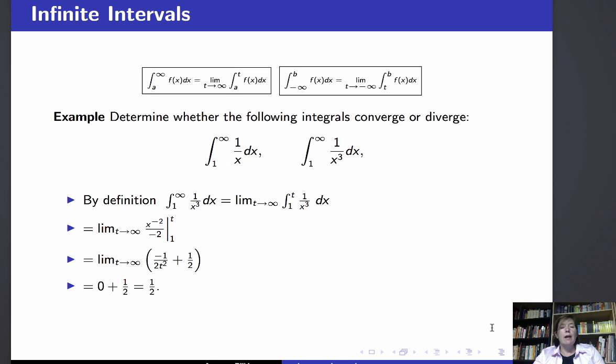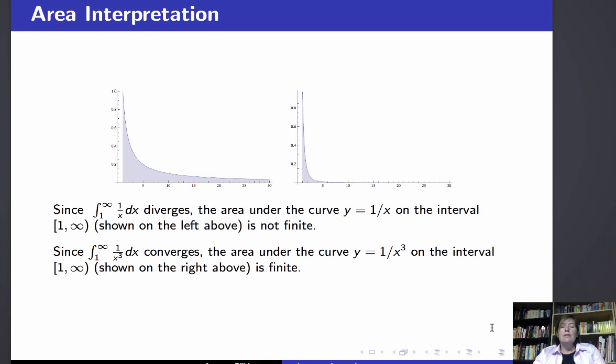It's equal to 1/2. So the integral on the right above converges, despite the fact that it looks very similar to the integral on the left, which diverges. And in fact, we can say the integral from 1 to infinity of 1 over x cubed dx converges to 1/2. Let's have a look on Mathematica at what's going on.